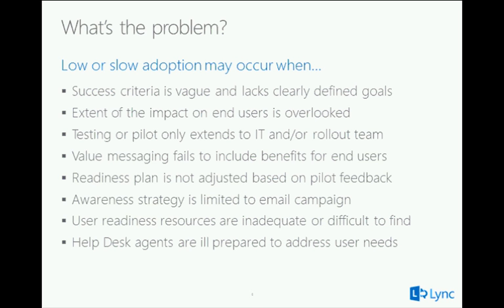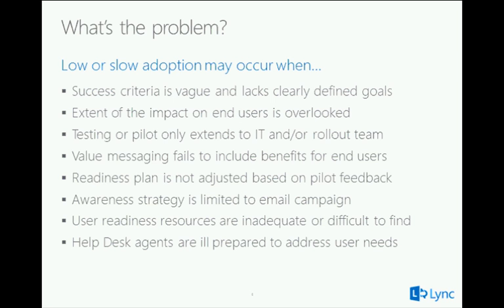Sometimes messaging fails to include the benefits for the end users. So you'll deploy a technology, but people don't understand why they should use it. Sometimes your plan is not adjusted after the pilot, so you're really ready to get things deployed, and you're trying to stay on your target dates, but you don't take the time to make adjustments. So that's an important piece. Sometimes you tell people that a change is coming, but you only tell them via email. And we know that people get inundated with emails sometimes. Sometimes they just skim through them or file them away. So in terms of an awareness strategy, we have some ideas for you to maximize your communication and awareness.